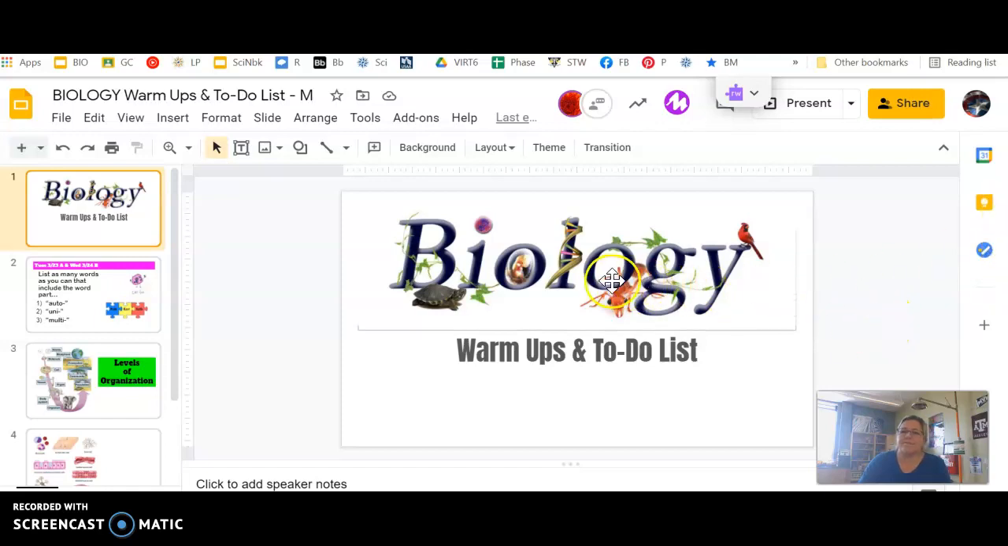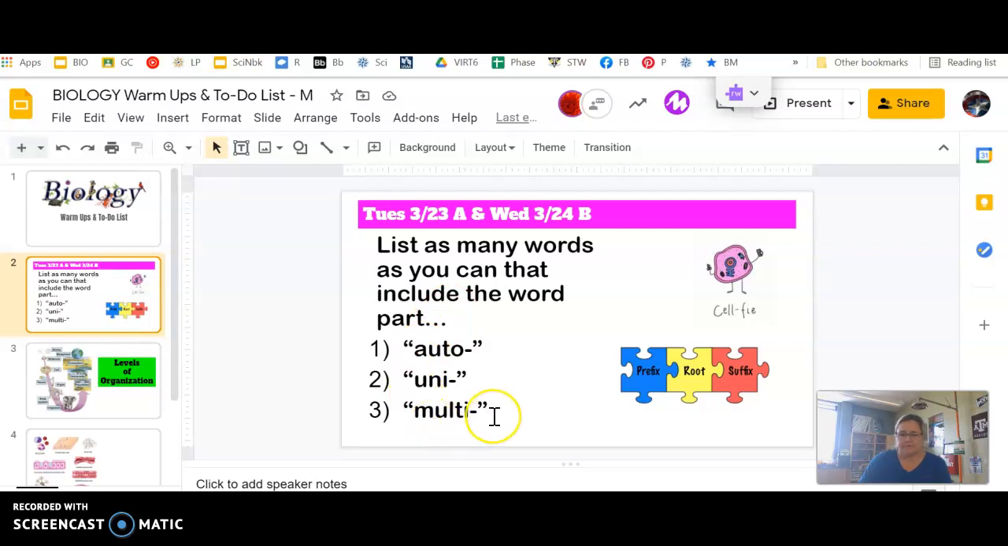Hey guys, we're starting our biology unit. To get us going, we're going to look at some word parts in our warm-up section, the back of your science notebook, because in biology some of the words can seem a bit intimidating. Maybe they're long and they're hard to spell, but they actually tell us a lot about what the word means.